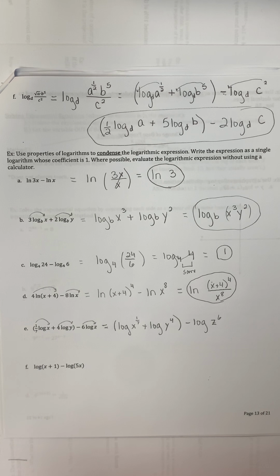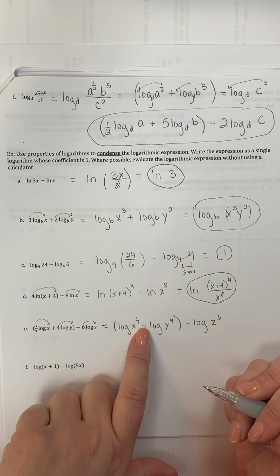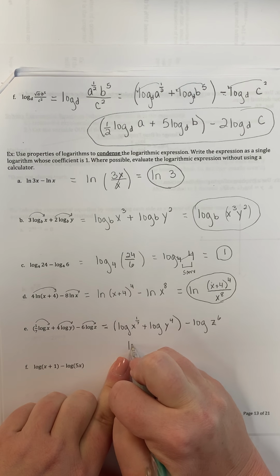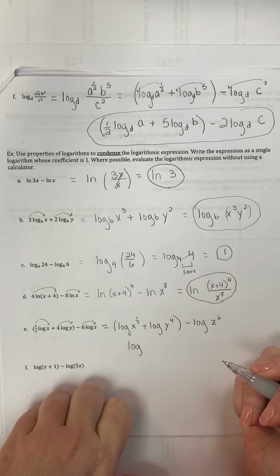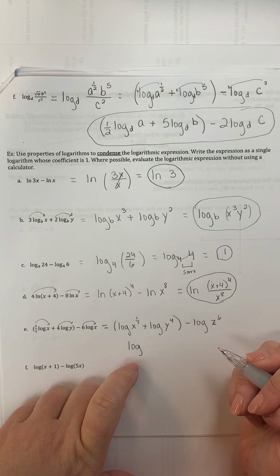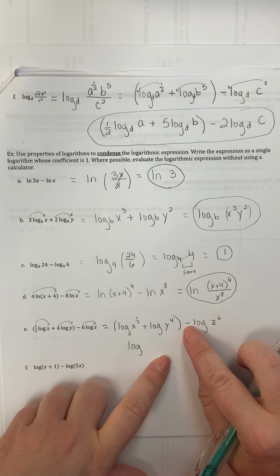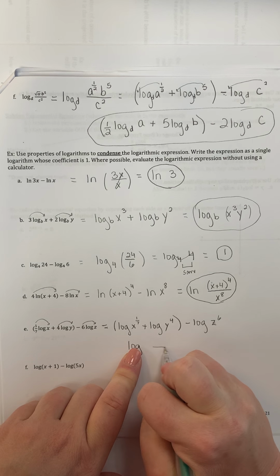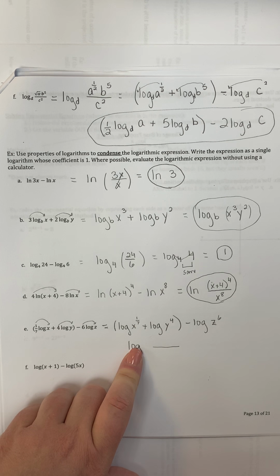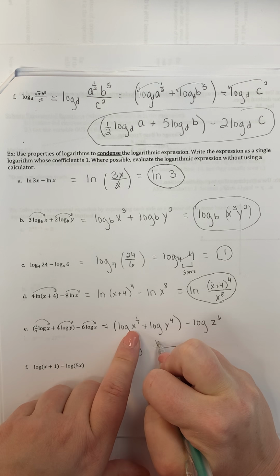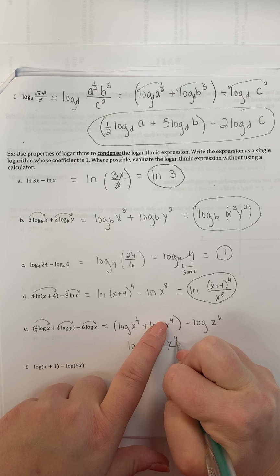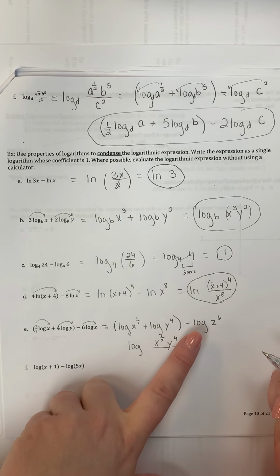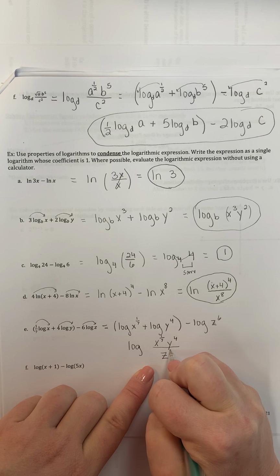Okay, there we go. All right, now I see these are added together, which means that I'm going to have a multiplication situation here, okay, and then a subtraction, which means I'm going to have a division with this as my denominator. So here's my numerator, x to the 1/7, y to the 4th, those are multiplied together. My denominator, z to the 6th.